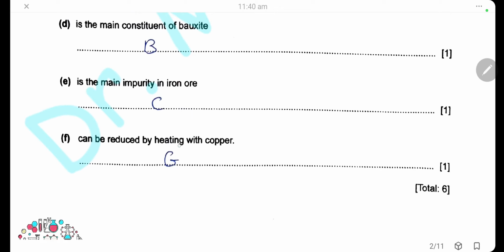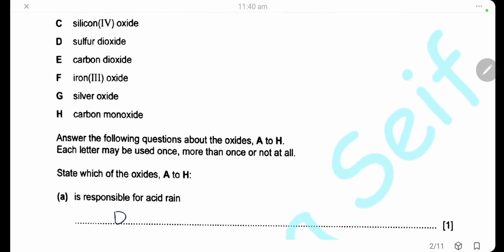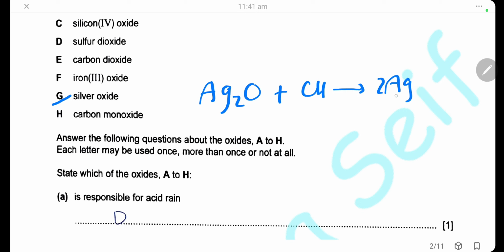Which oxide can be reduced by heating with copper? Here we have silver oxide. When heated with copper, because copper is more reactive than silver, copper is above silver in the reactivity series, so it can displace silver from its oxide. Here silver will be displaced, and we will have copper oxide. So silver oxide is reduced to silver by the action of copper, because copper is more reactive than silver. The answer will be G.